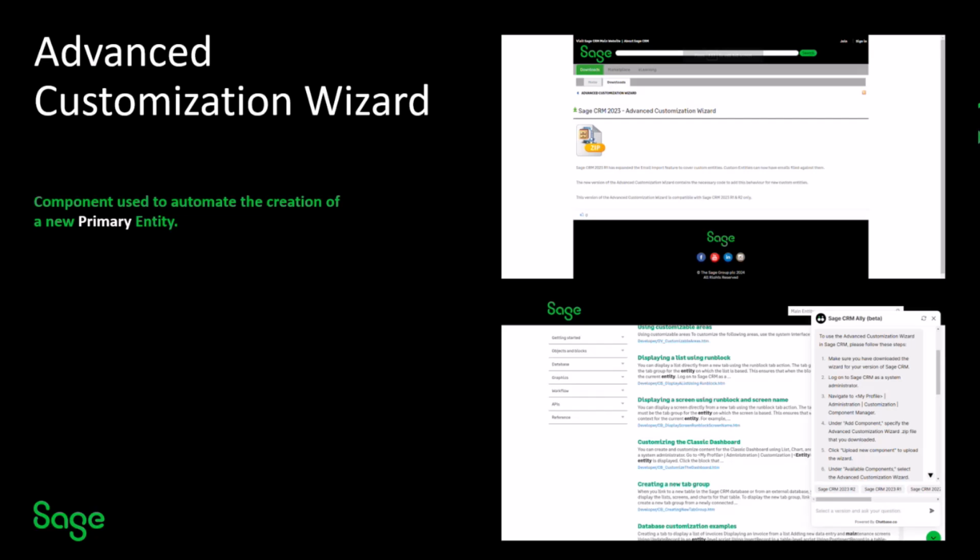It's used for the creation of primary entities, so those are entities governed by security. And you can also see how you would go and ask how the advanced customization wizard is used by getting the advice of Sage CRM Ally as well.